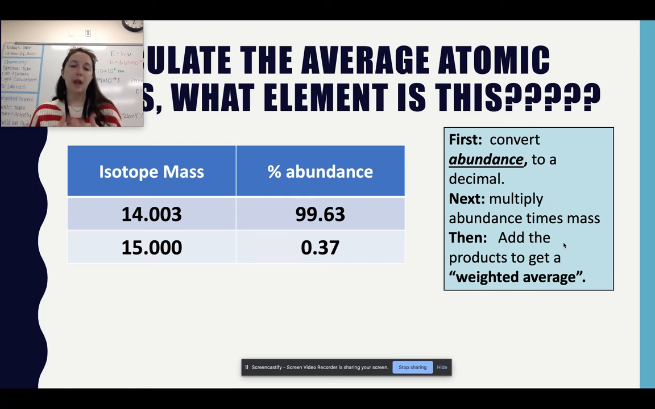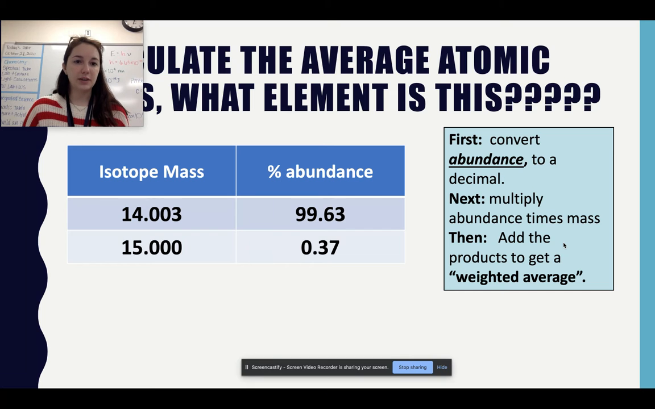So let's do a practice. We're going to calculate the average atomic mass, and you're going to tell me what element it is. So my isotope mass is 14.003 with a 99.63% abundance. And then I have a 15.000, which is 0.37% abundance. Now, the first step that you need to do is convert our percents to decimals. So it's very simple. We're just going to slide over 2 decimal places. So I would do this in your notebook.